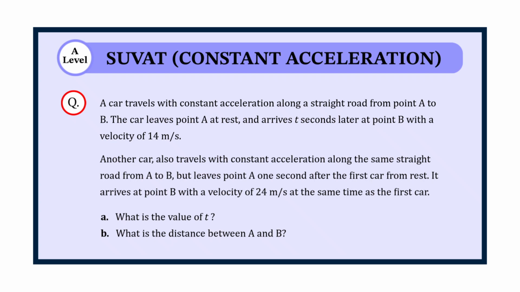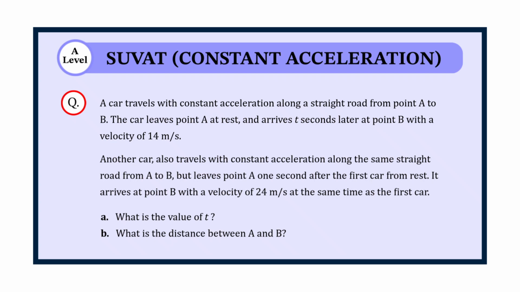It arrives at point B with a velocity of 24 meters per second at the same time as the first car. Part A asks, what is the value of t? And for part B we're asked, what is the distance between A and B?